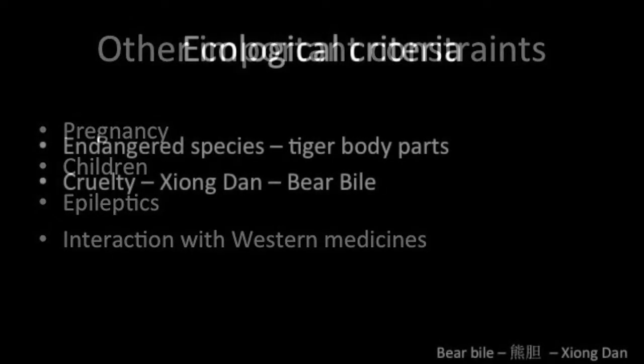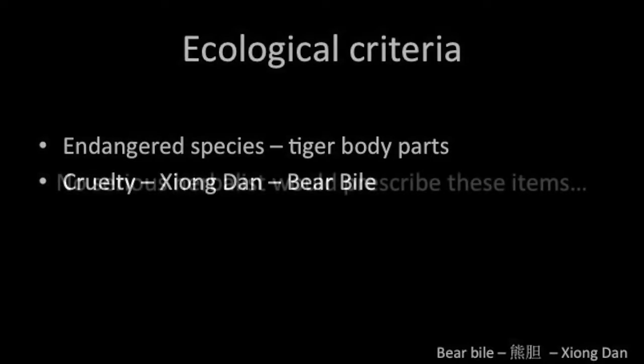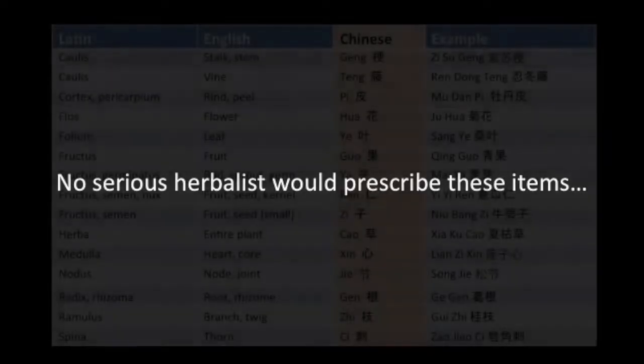As a final note, I should mention the importance of ecological criteria. No Western herbalist would prescribe an animal part from an endangered species animal. However, you can still find tiger parts on sale on the street in some Chinese cities. Equally unfortunate is the extraction of bear bile under very cruel circumstances. Given the strong beliefs still prevalent in society, these medicinal components can still sometimes be found, especially in the south of China, and their use should be strongly discouraged.